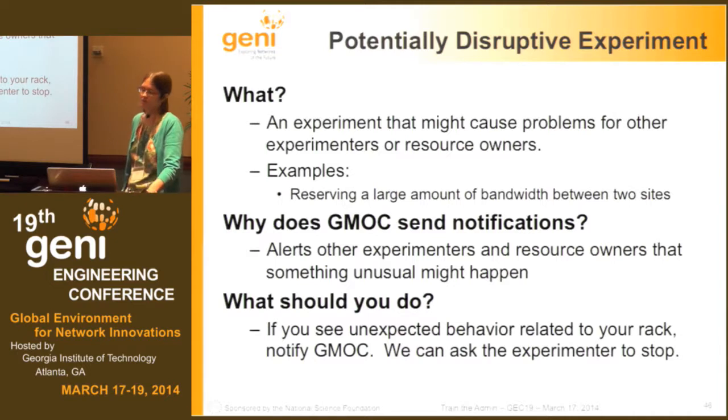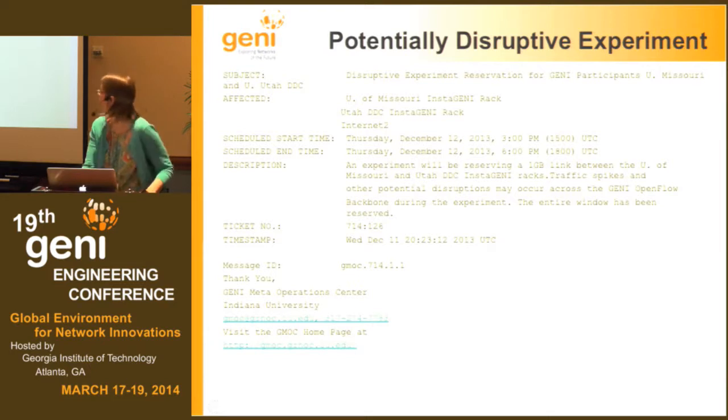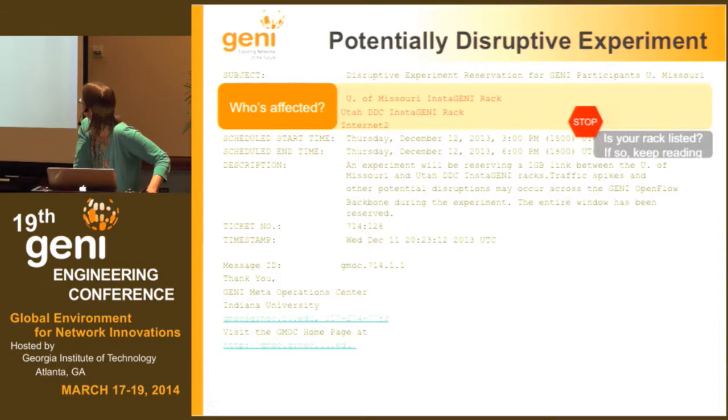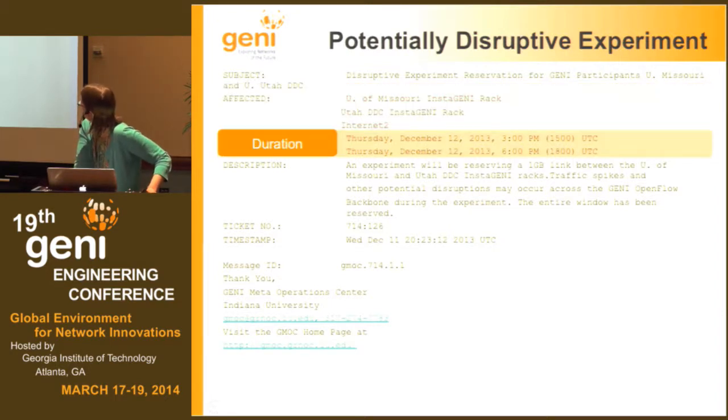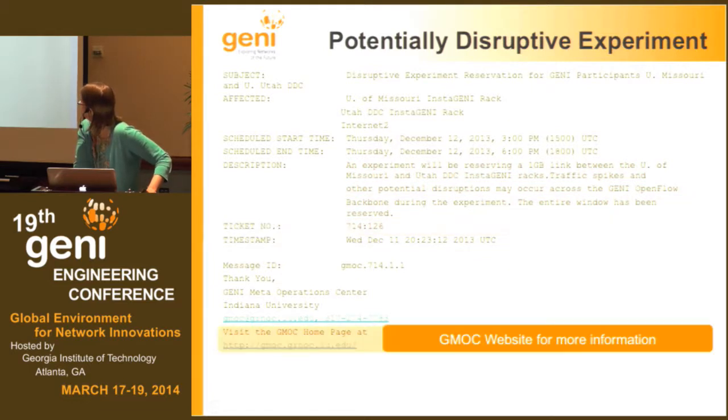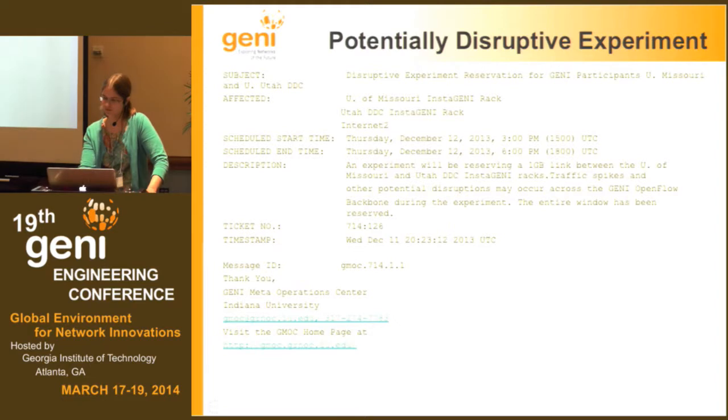Right, and so GMOC sends notifications so that other people in the community know what's happening if they see something unusual. And basically if something unexpected happens and there's weird behavior during one of these, contact GMOC and they'll ask people to stop. Good, so this email looks pretty similar. There's the name of the event, who's affected, again, if it doesn't include you, you can stop. Duration, description, the same sort of ticket number, so that's pretty similar to the other one.